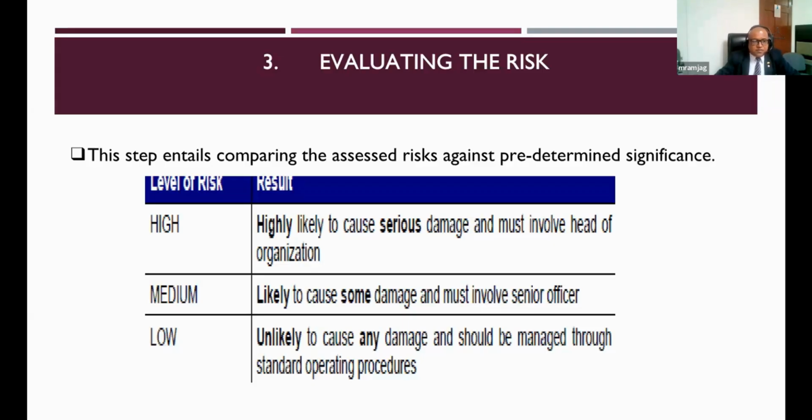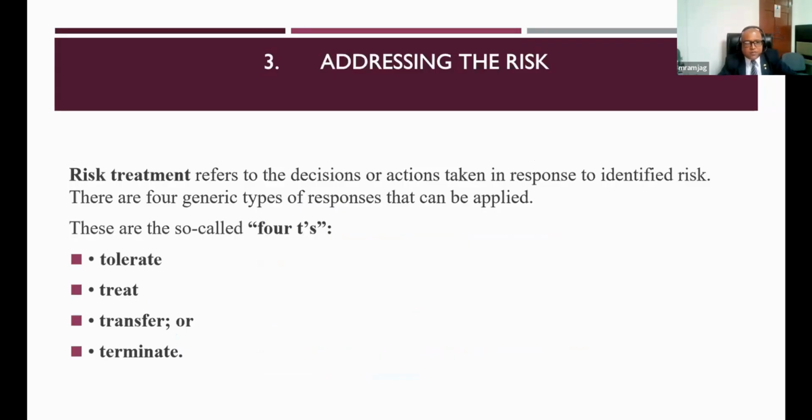Okay. So level of risk, we have 50 minutes more. Level of risk: high, medium, and low. Medium, likely to cause some damage, but not so much. It doesn't involve up to middle management. Low, unlikely to cause any damage and should be managed through standard operating procedures, SOPs, and the matters being solved. With regards to addressing the risks, we talk about risk treatment. These are the basics you should know.